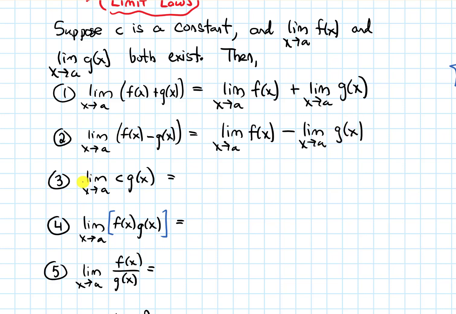The third limit law is, if you have a constant multiplying the function, you can pull that constant in front of the limit and get c times the limit as x approaches a of g of x. So far, I think all of these are what we'd expect. The fourth property is if you have the limit as x approaches a of two functions multiplied. This one's also what we'd expect. It's equal to the limit as x approaches a of the first function, times the limit as x approaches a of the second function.